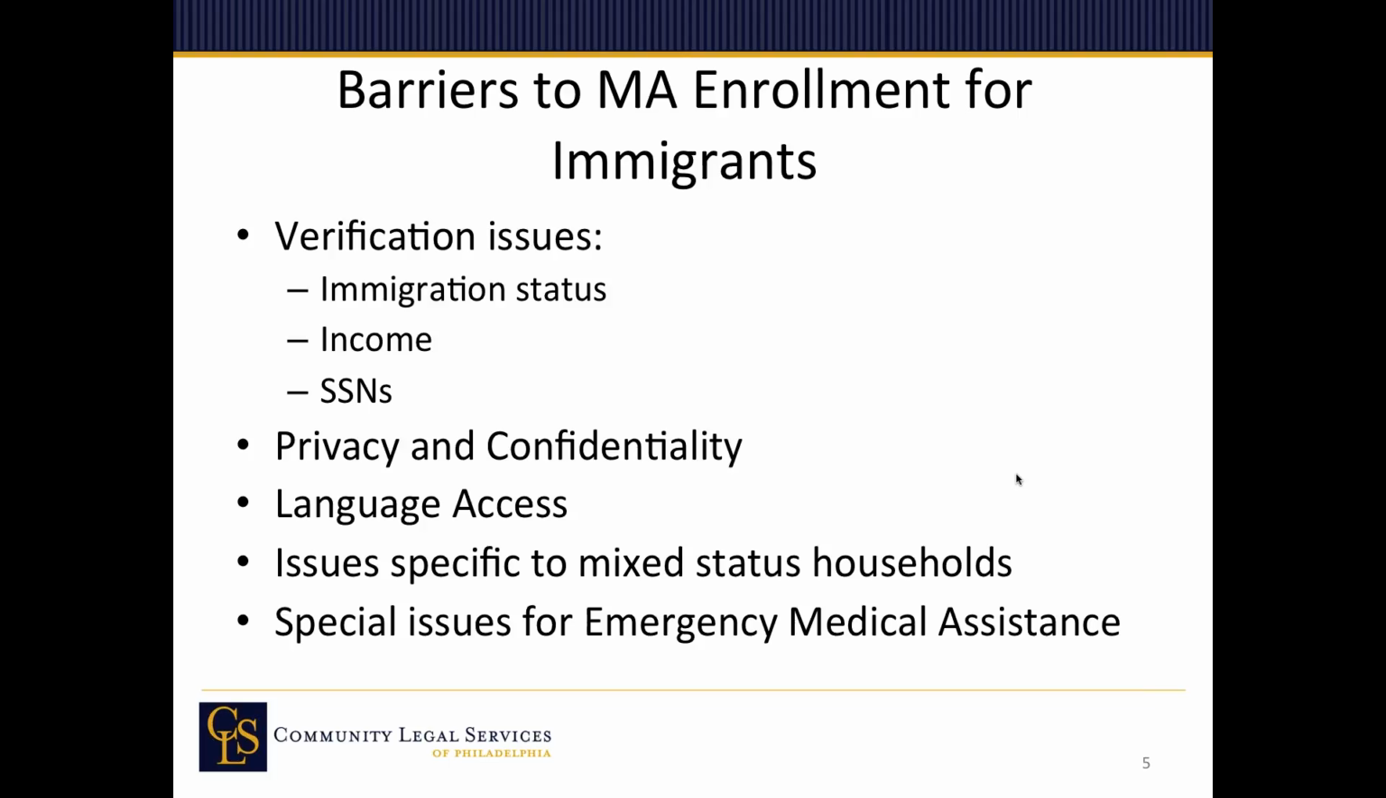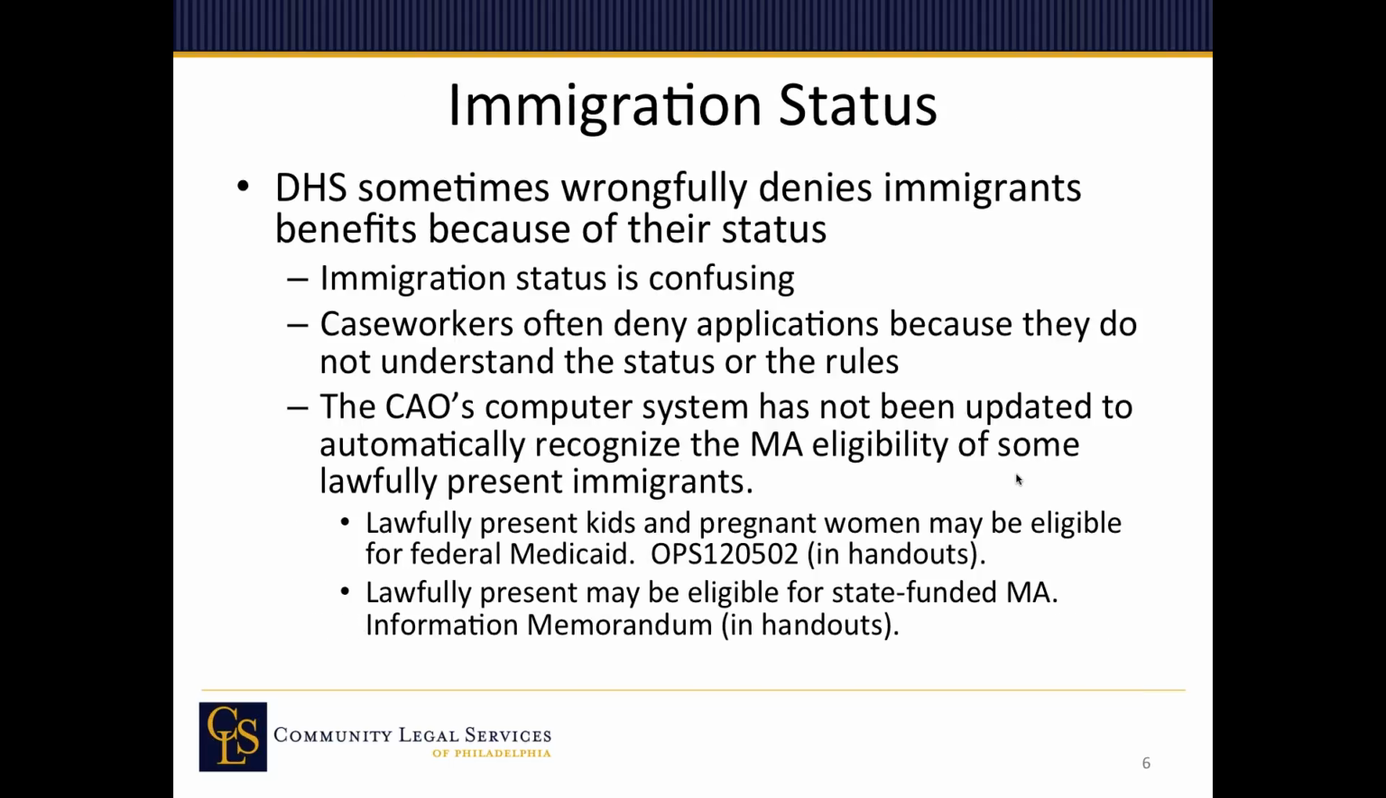As I'm sure many of you know, immigrant families often include folks with a variety of immigration statuses, and so getting medical assistance for the eligible members of those households can be a challenge, because it's very confusing for both the people applying and for the people at the County Assistance Office to figure out what rules apply to those households, and we'll talk about that. And then we'll talk just a little bit about some special issues that make it very difficult for people to apply for and actually obtain emergency medical assistance.